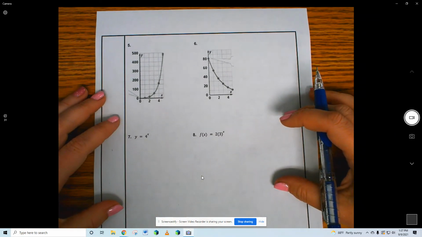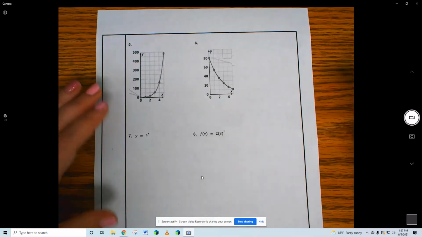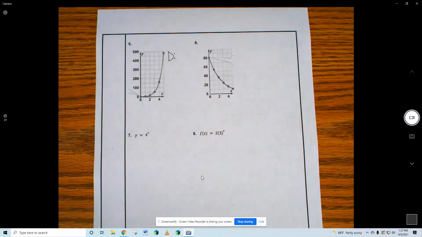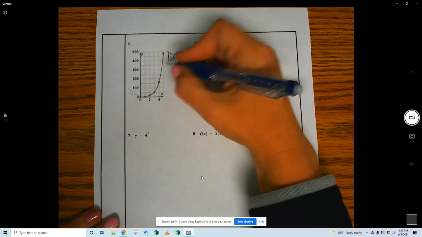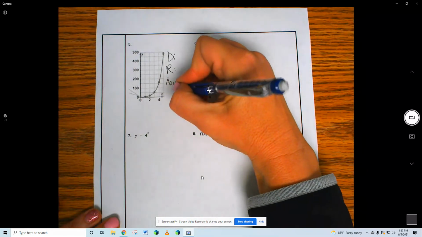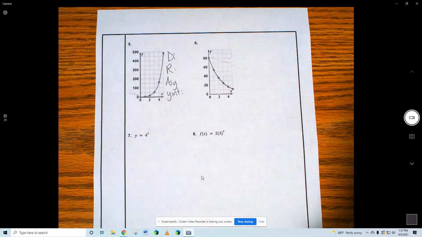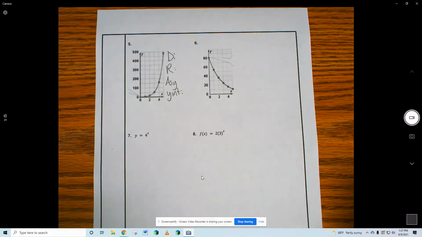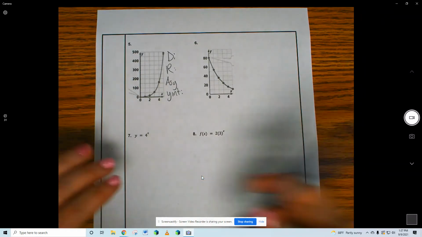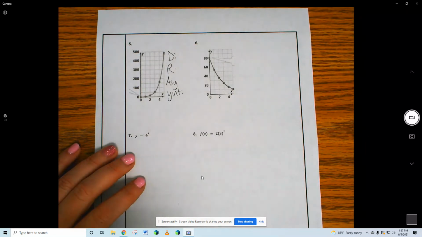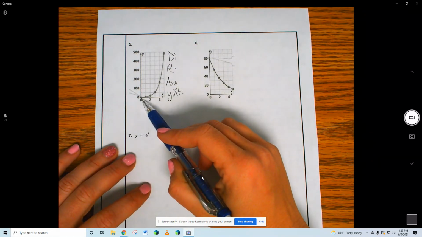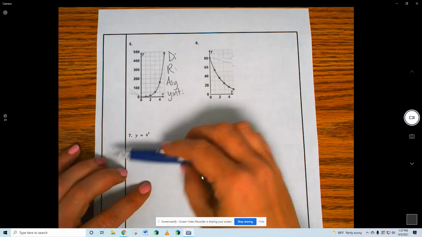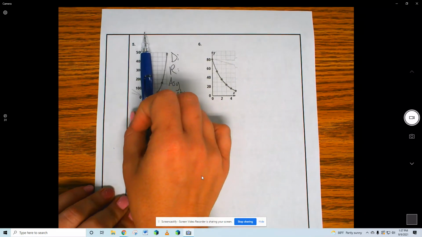Okay, turn the page. We're identifying key features. So it's going to be domain, range, asymptote, y-intercept. Domain. This domain, you guys, it starts at 0 and it touches 0. Domain goes from left to right. There's nothing in the negative on this.